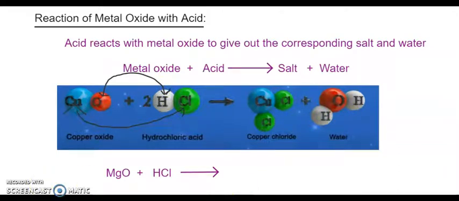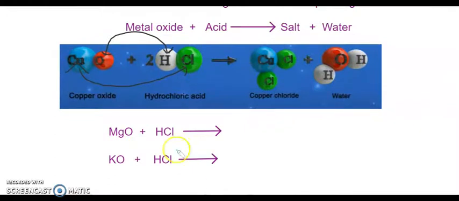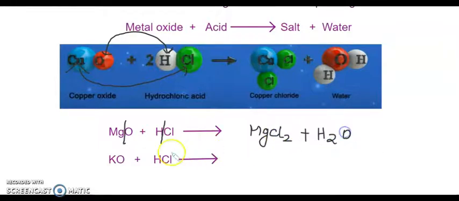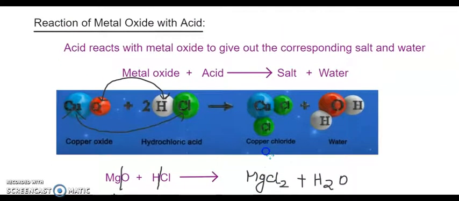Same way, if I talk about magnesium oxide reacting with HCl, magnesium is going to displace hydrogen. So you will get magnesium chloride, plus what? Yes, water. Okay. Same way, potassium oxide reacting with hydrochloric acid. Potassium is going to displace hydrogen, so you'll get potassium chloride plus water. So again, any metal oxide reacting with acid will give us the corresponding salt and water.